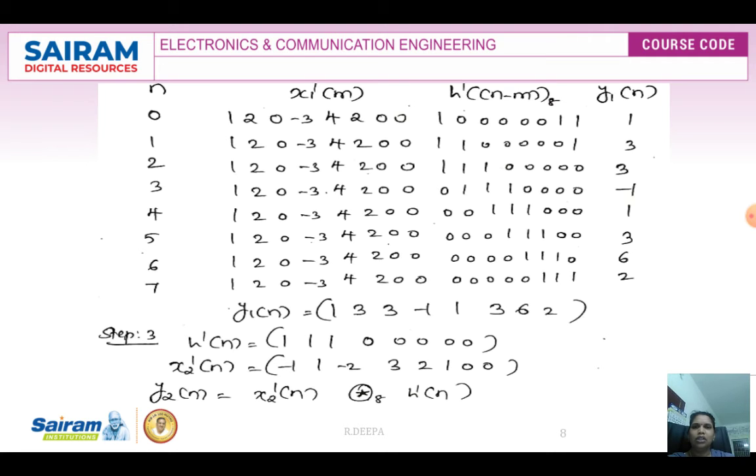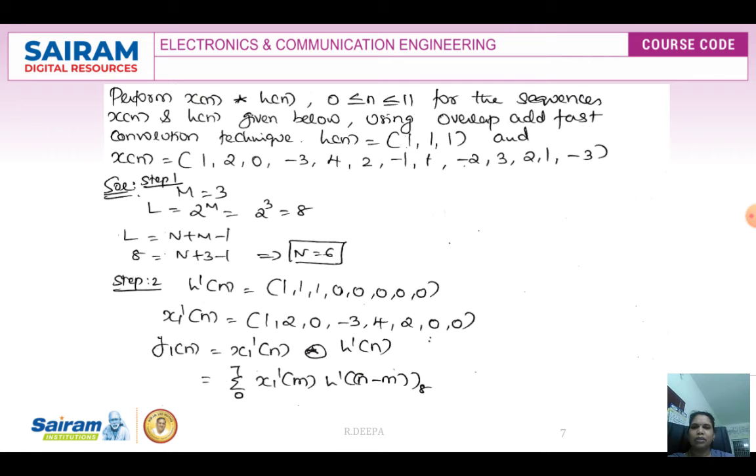So you need to do the 8-point circular convolution between x1 dash of n and h dash of n, with circular convolution 8, so that you will be getting output as y1 of n. The next step is again you need to do the circular convolution between h dash of n and x2 dash of n. To frame x2 dash of n, you take the next 6 samples from x of n, then you add zeros.